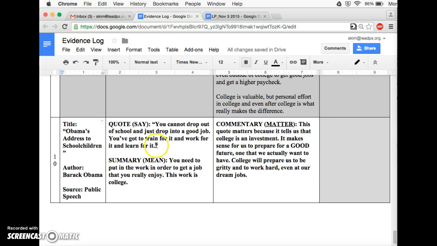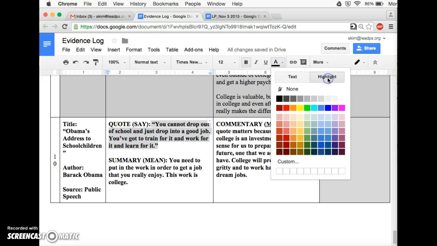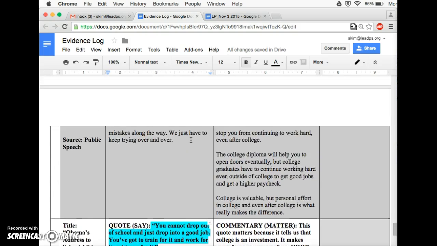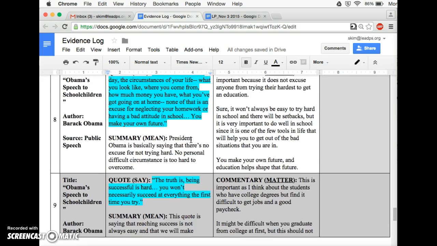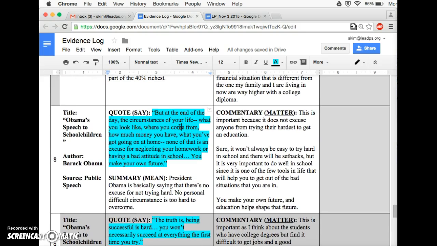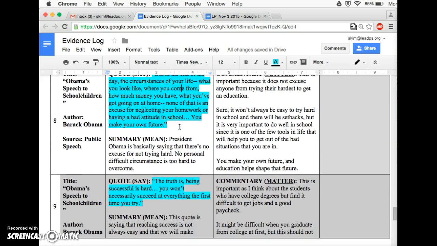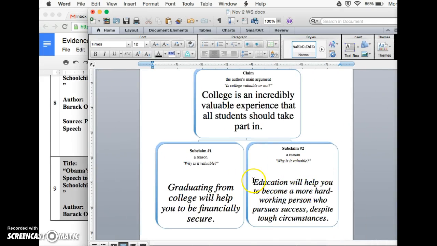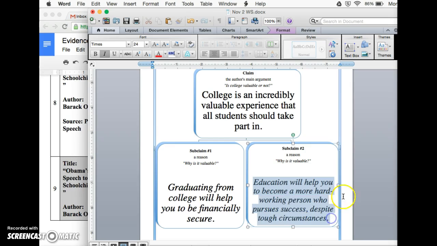And now I've got a new piece of evidence that I really like. I think it's related to my subclaim, and I think it's powerful. I'm going to highlight it. And now I'm ready to use this along with this as powerful evidence to support my subclaim number 2. That one right here.